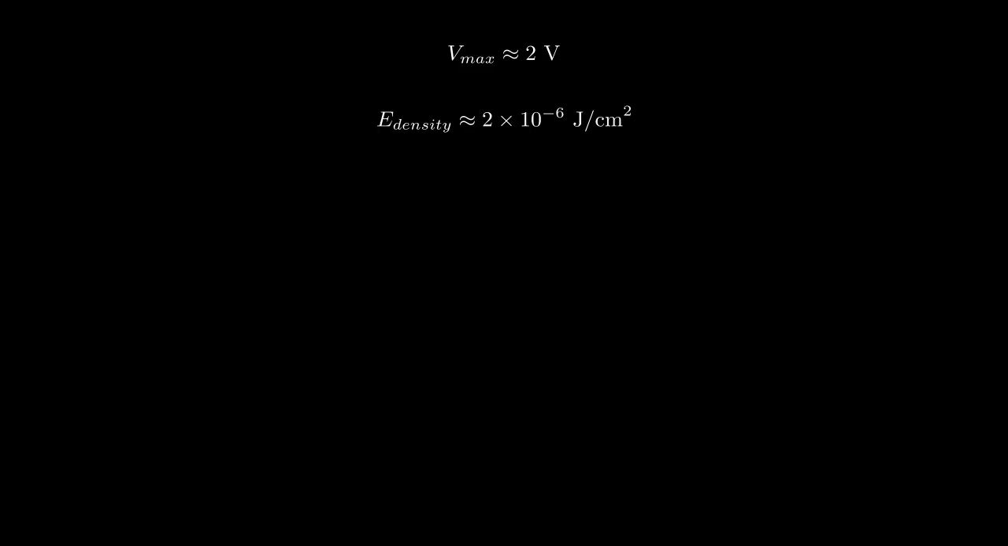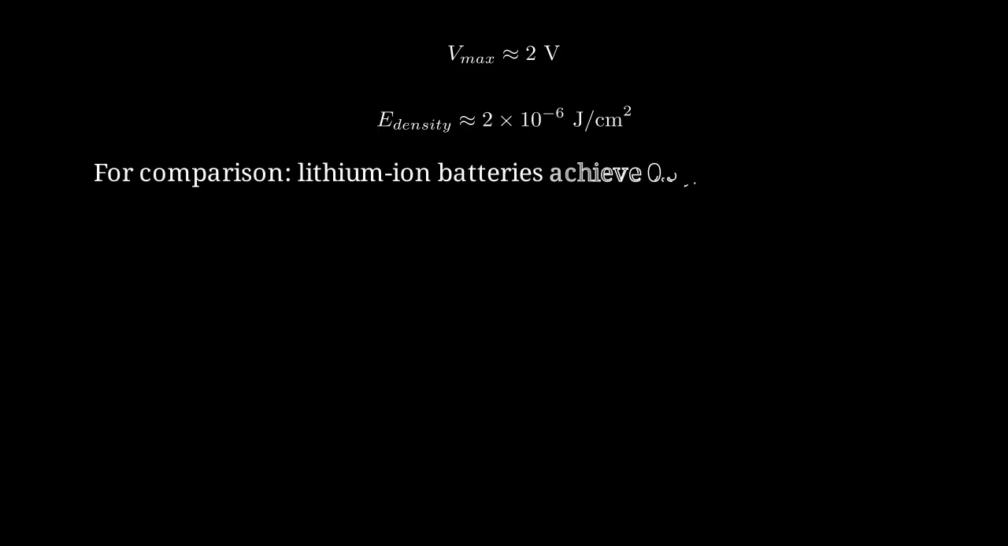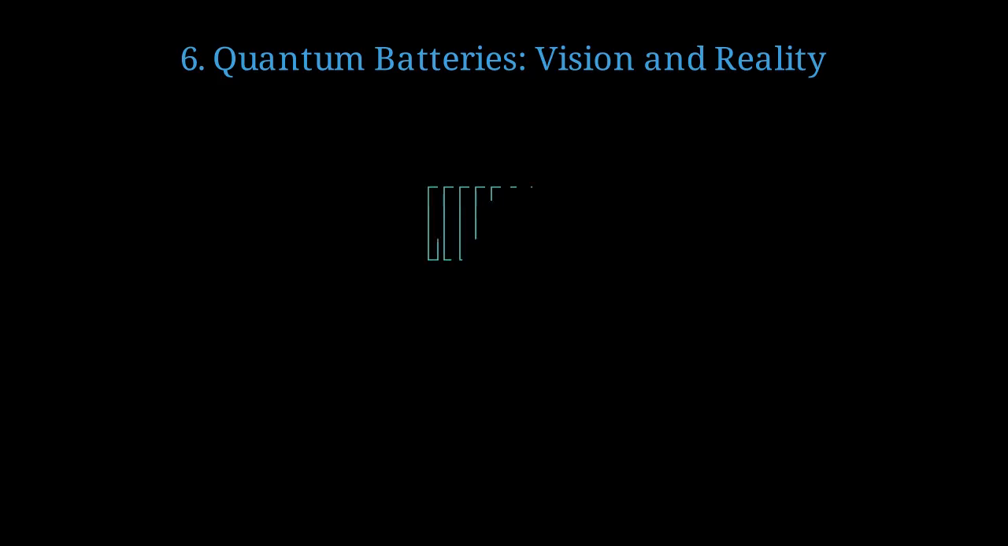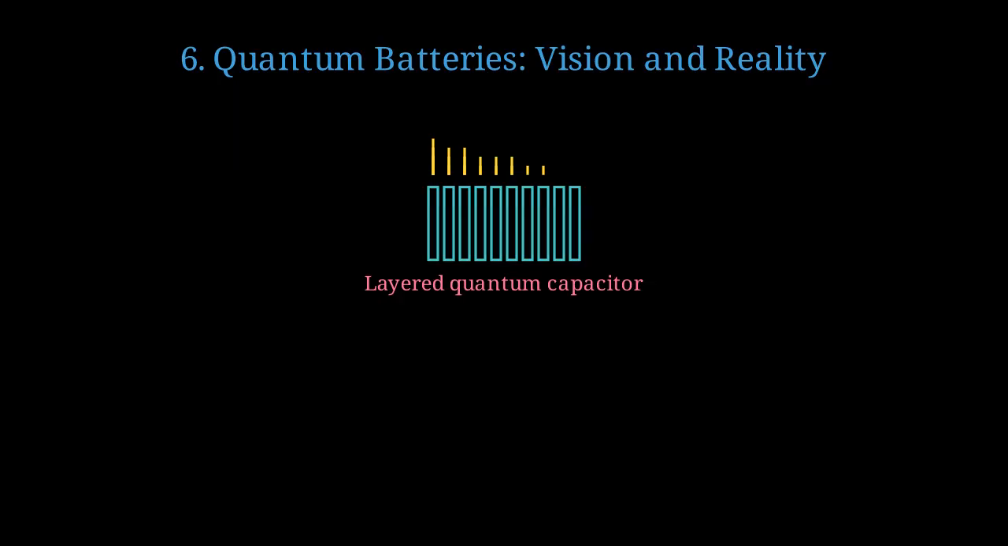Not impressive yet, but remember this is a single atomic layer. For comparison, lithium-ion batteries achieve about 0.5 joules per cc. The challenge is scaling up quantum capacitors. Can we actually build quantum batteries? Let's separate vision from reality. One approach is stacking many layers of two-dimensional materials, creating a layered quantum capacitor structure.